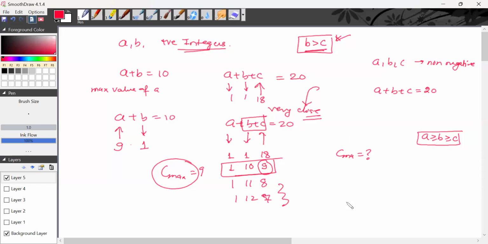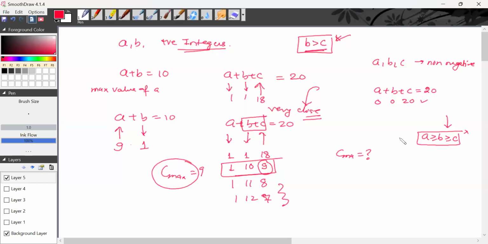No, 19 will not work. See, if I want to maximize C without this condition, obviously the possibility is this. Yes or no? But is this solution following this condition? Of course not. So now my next thing should be that I should take such a possibility wherein the maximum value of C is achieved, and at the same time, this is also valid.